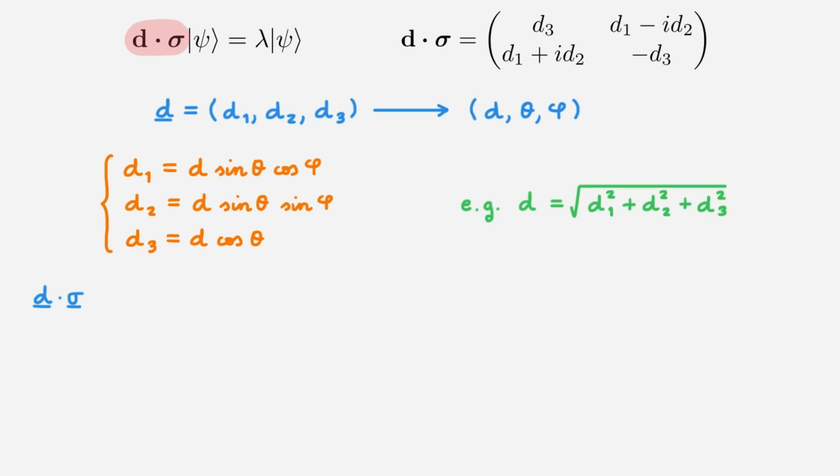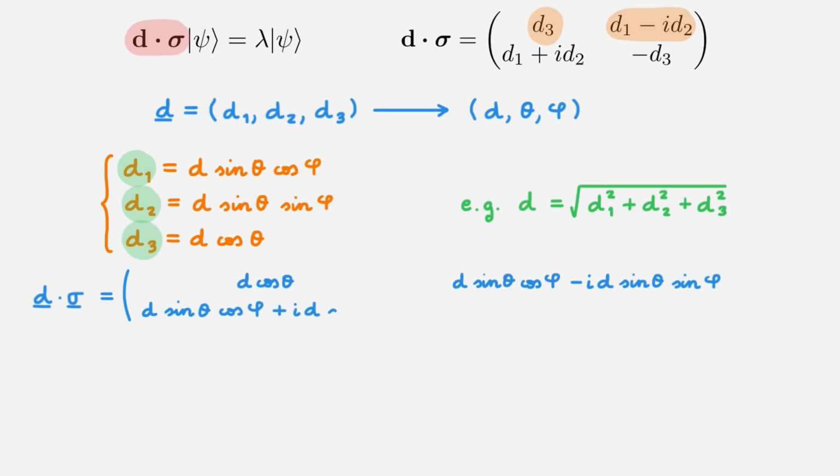The element 1, 1 is just d3 up here. So using this relation, we end up with d cosine theta. From the element 1, 2 up here, we first have d1, which using this relation gives d sine theta cosine phi. And then we have minus i d2, which using this relation for d2 gives minus i d sine theta sine phi. And we can build the rest of the matrix in a very similar way, and feel free to double check this result.